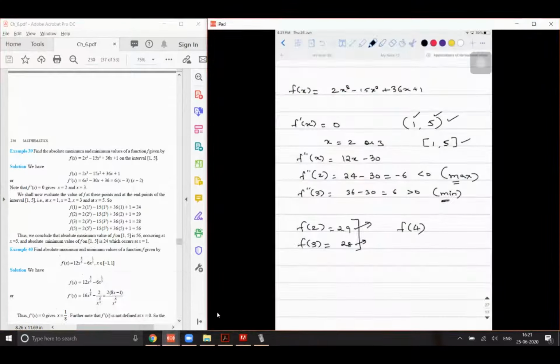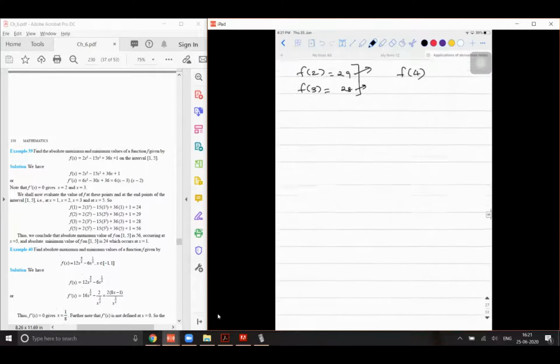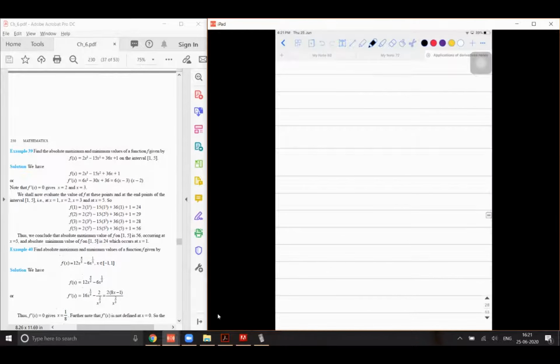Yes, sir. Okay. Now we will do the next one. They're using the words find absolute maximum and minimum values. When they say values, you need to find the function values. Here also, above question also, they are asking you the function value. So what is the maximum value? It is 56, minimum value is 24.